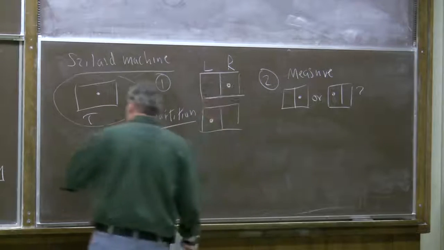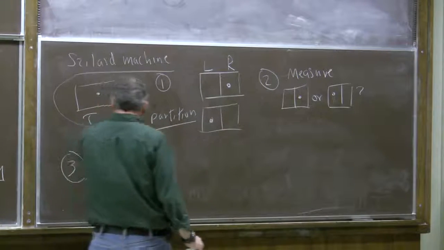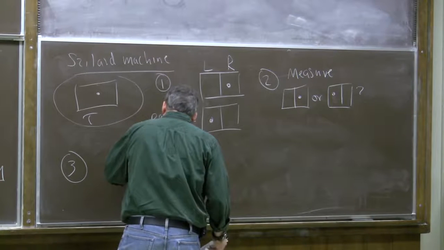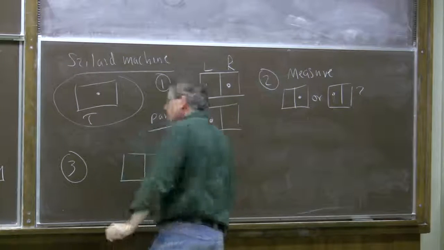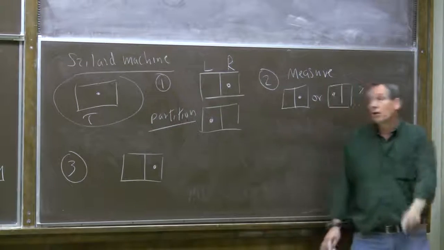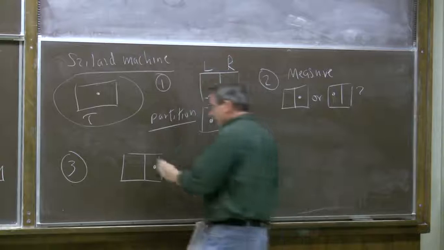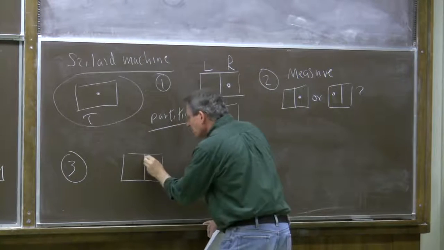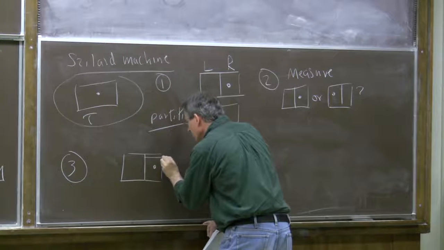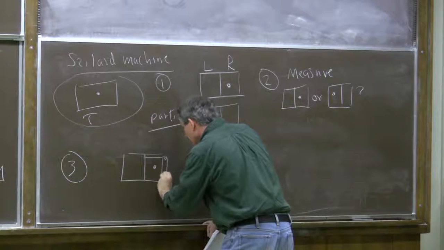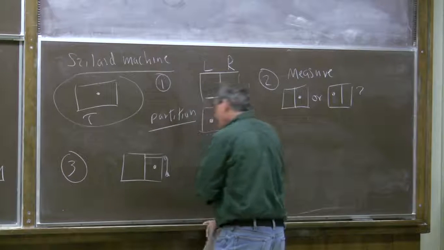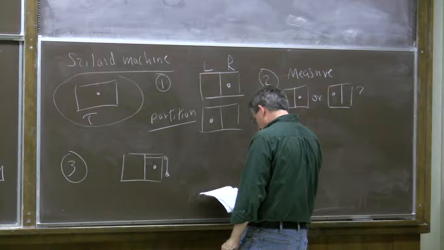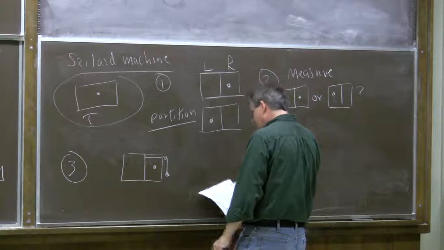So then what I'll do is I will allow the partition to move. I've got a molecule that's on the right side. It's bouncing around off the walls. And I'll load this now movable partition with the weight. There's a little rope going around the pulley. Weight. Actually, yeah, I guess that's right.